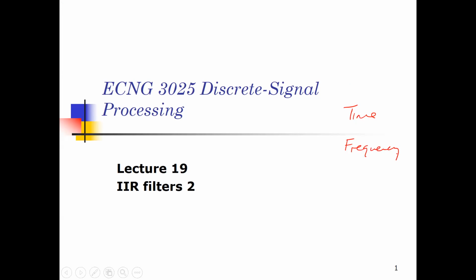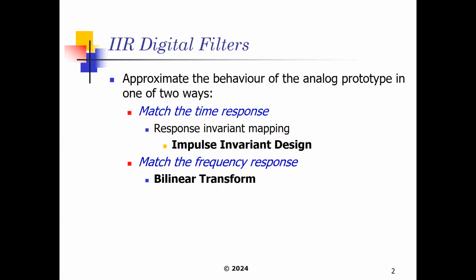Right? Last week, Wednesday, we looked at a particular version that mapped time. So we have a transfer function that behaves a particular way in time, and we try to match that behavior in the discrete time domain. And we call that impulse invariant mapping. And the particular type of mapping that we did was the impulse invariant design.